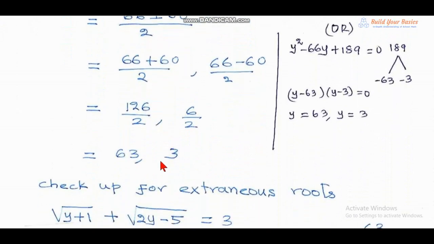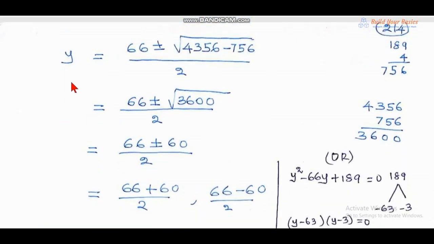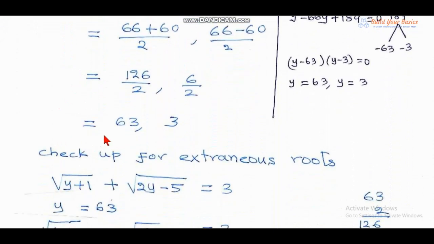That is 63, 3. So we have got two values of y. y equal to 63, y equal to 3. Whenever a solution is obtained by squaring, we have to check for extraneous roots. Some values which are not at all the solution for the given equation have entered into our final answer. So we have to check. We have to see whether 63 satisfies the given equation. If it satisfies, then it is a solution. Otherwise, it is not a solution.